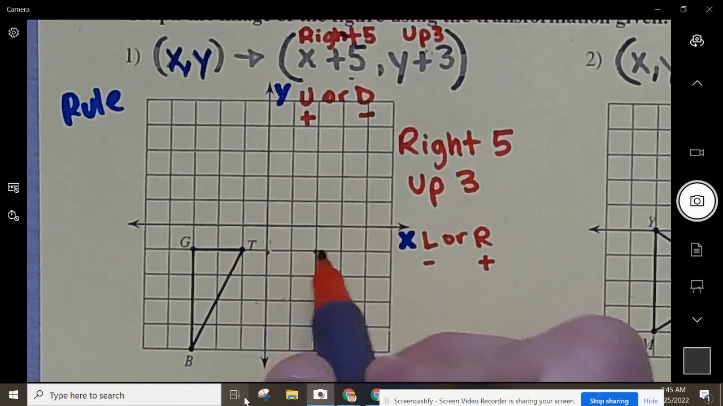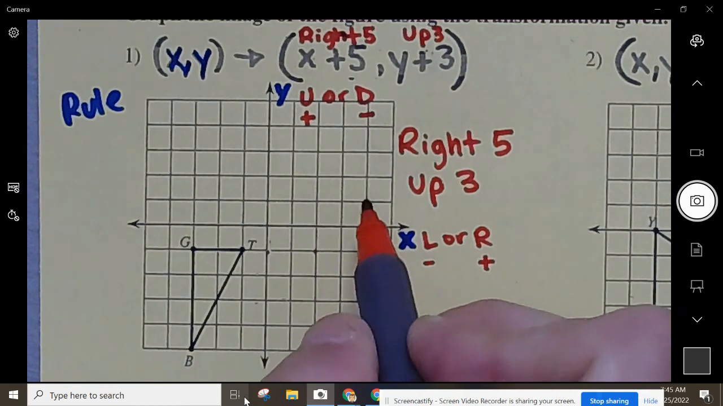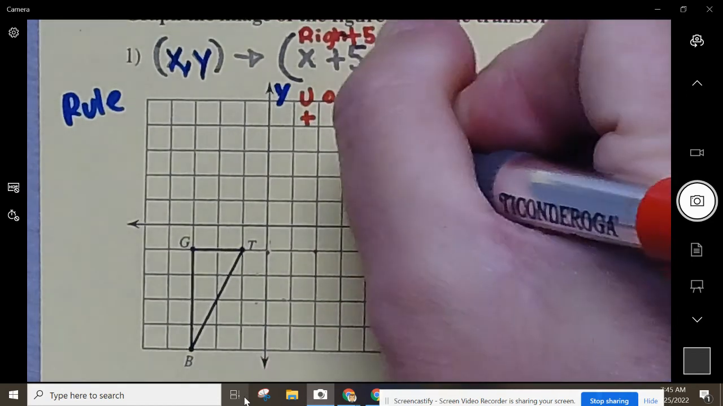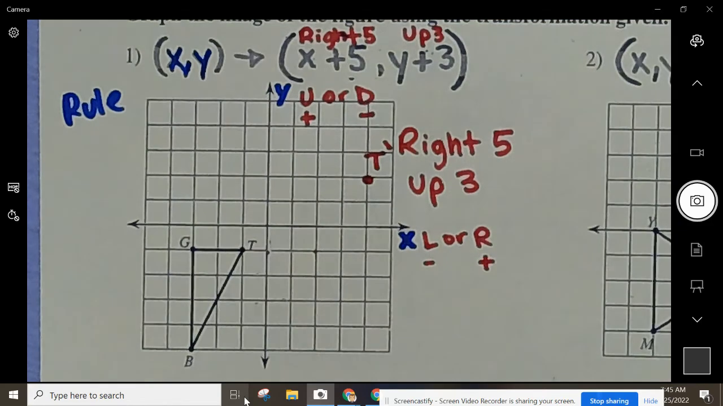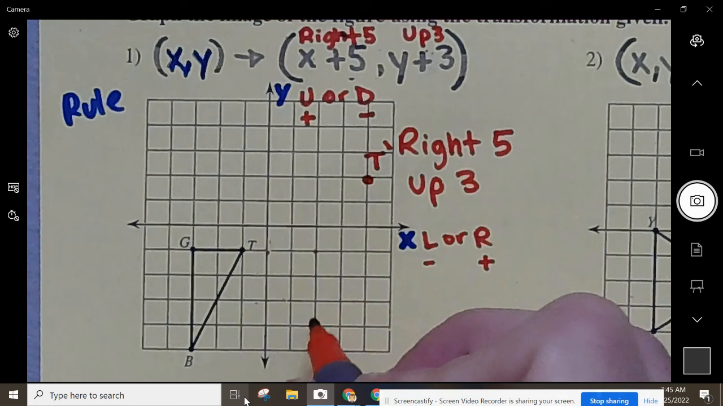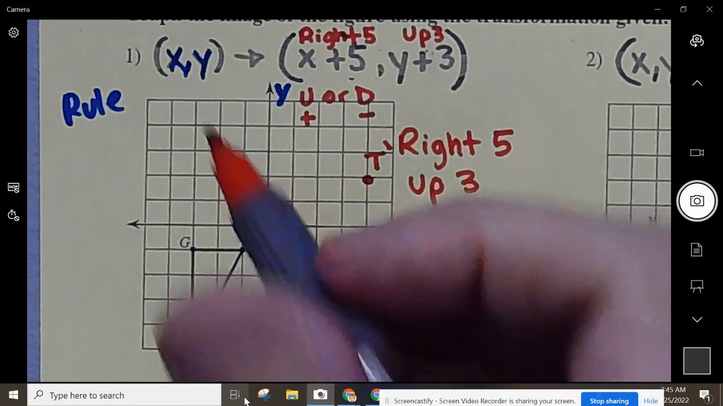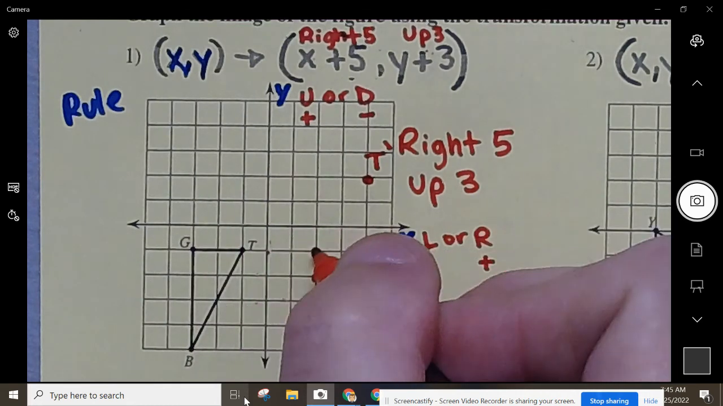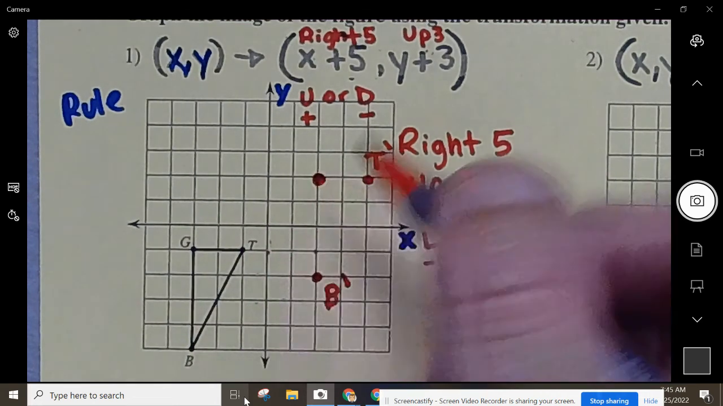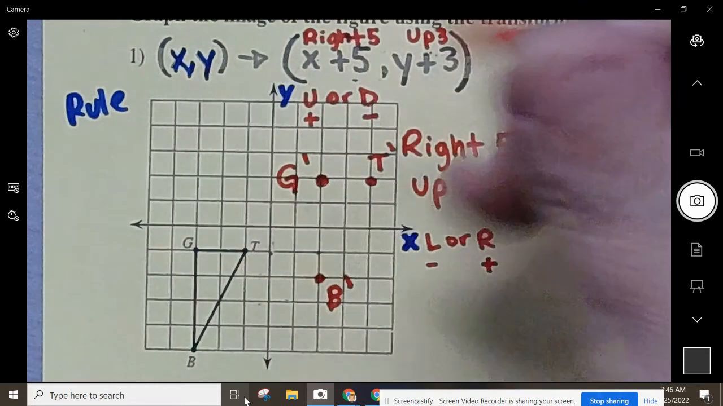1, 2, 3, 4, 5. 1, 2, 3. Why don't you pause it and have them do this? All right. 1, 2, 3, 4, 5. 1, 2, 3. Make sure you make your little marks. 1, 2, 3, 4, 5. 1, 2, 3. All right.